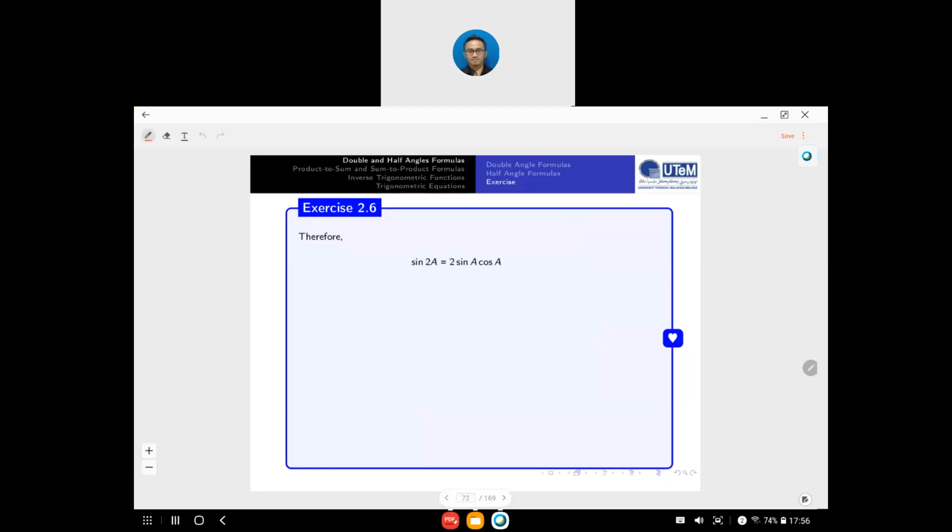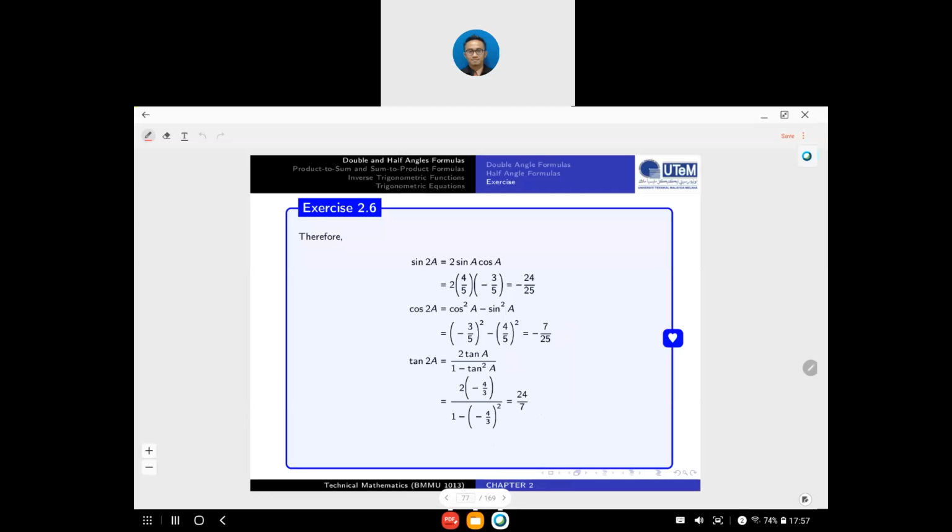Okay, since you have the tangent, cos and sin, so we can get the value of sin 2A. Sin 2a equal to 2 sin a cos a. So you just substitute the value inside this formula, so you can get negative 24 over 25. And then cos 2a equal to cos square a minus sin square a. So also same thing, substitute the value here, you can get negative 7 over 25. And the last one, tangent 2a equal to 2 tangent a divided by 1 minus tangent square a. So you just substitute the value that you have previously. So you can get 24 over 7.